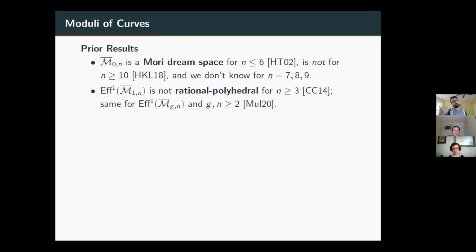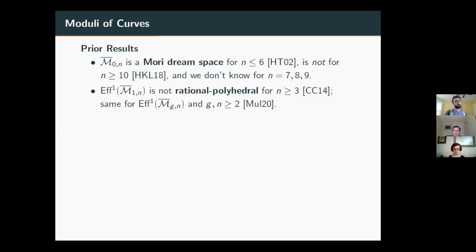And so knowing that it works for 6 was a very explicit computation by Hassett and Keel, where they literally computed a bunch of things and figured out the entire effective cone. It was doable because it was a small space, because 6 is not that many points.